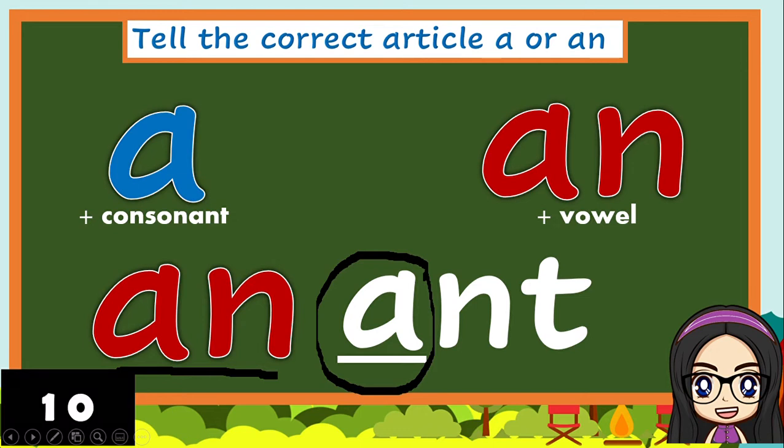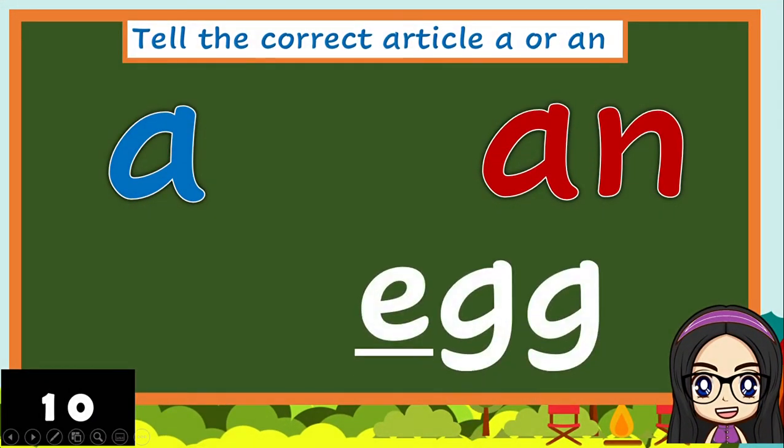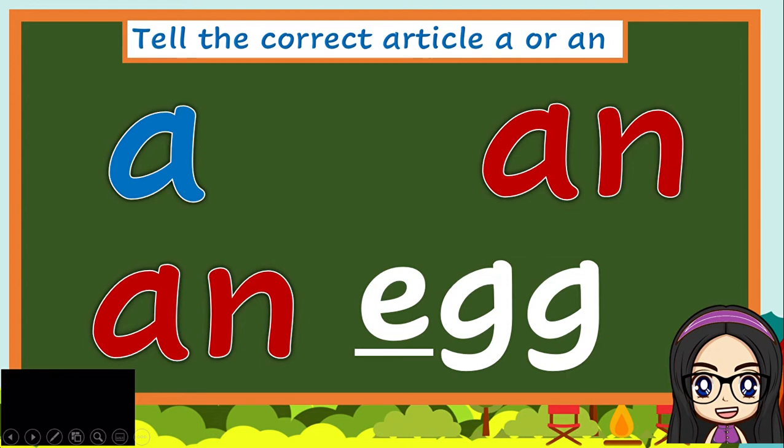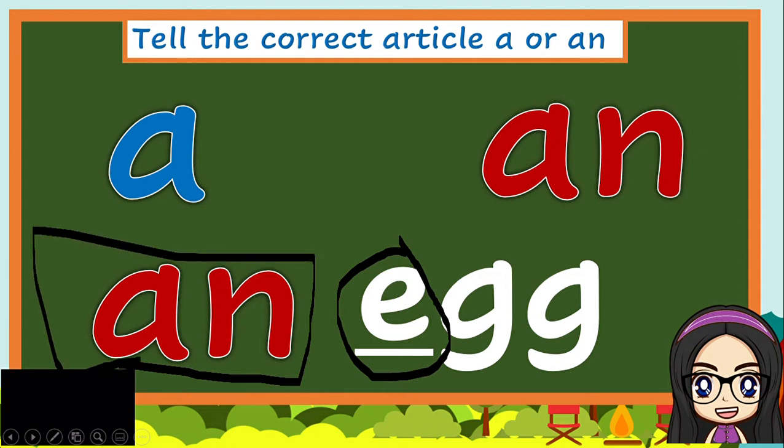Next word. A or N, and the second word is egg. E-G-G, egg. You have 10 seconds to answer. Comment the correct article. Is it A or N? And the correct answer is N. So why N? Because the first letter of the word is E, which is a vowel. So again, remember, if the first letter of the word is a vowel, we will use article an.